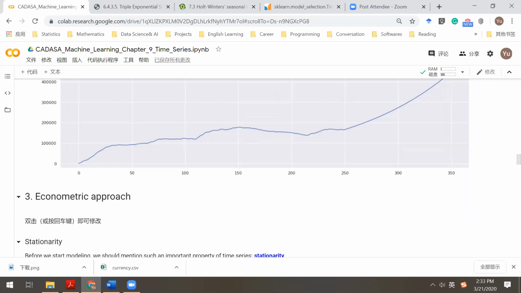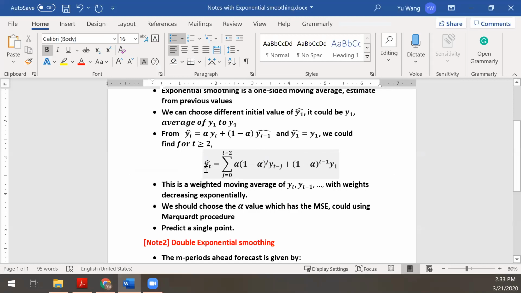I could show you this one. You can see from this function, when you want to estimate t, there is y t minus j. That means you have summed y2, y3 up to y t minus 1. They all have weights, but I think y1, y2 will have very small weights. Yes, they all have weights for the double and triple exponential smoothing methods.